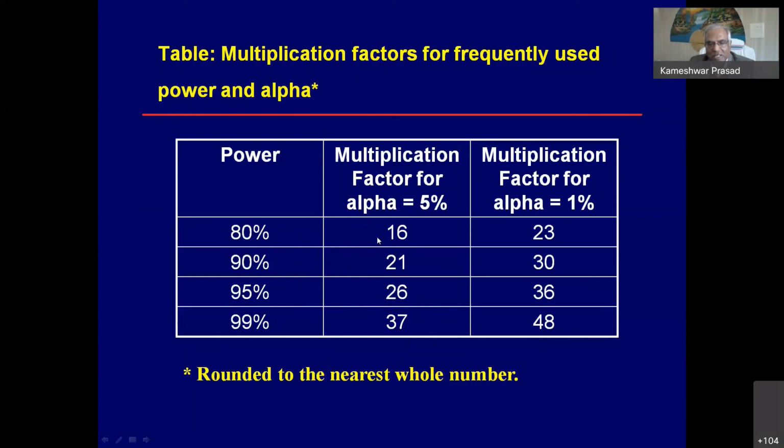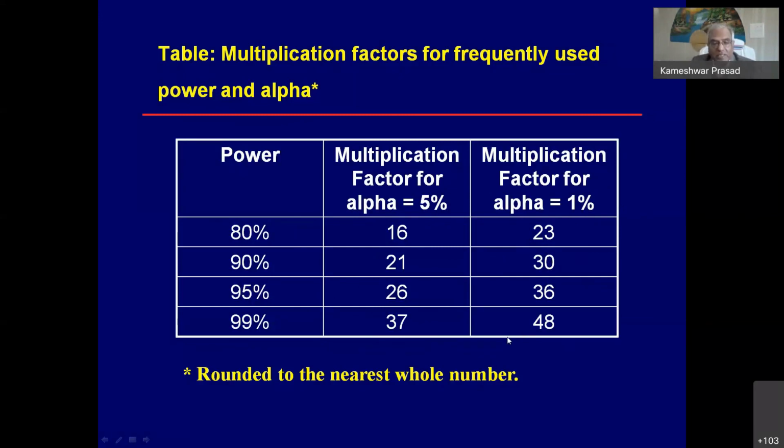So 16 is for 80% power. Since 5% is acceptable, this column is what is commonly used. But if really somebody wanted to reduce alpha also, which is to make it 1%, then you can imagine how much sample size will increase. So that is one thing.